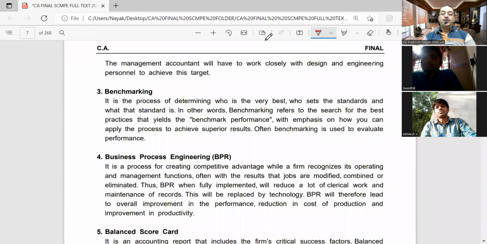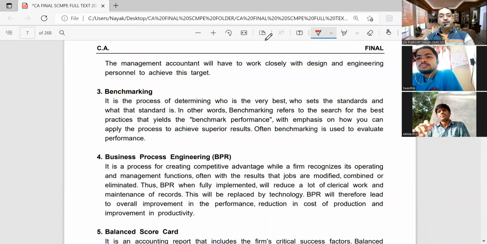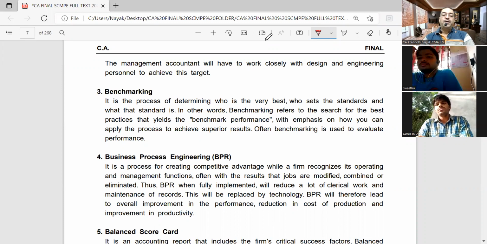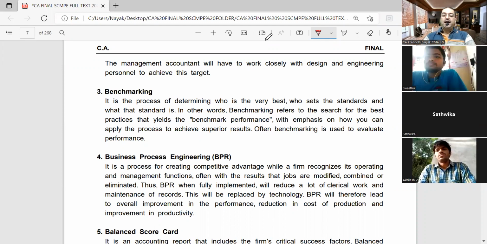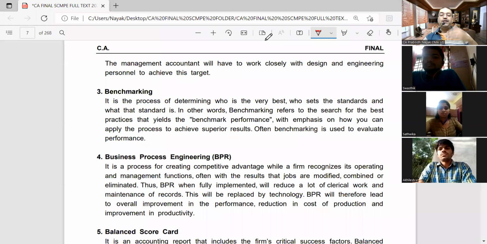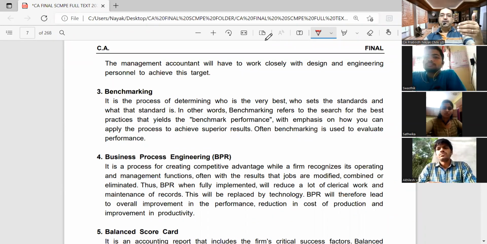Then we have something called benchmarking. Again, a very important concept. See, all these concepts are new to you because you have not done strategic cost management at the inter-CA level. So we are learning all these concepts now, and we are having problems and case studies based on this. Benchmarking is another technique of strategic cost management. What is benchmarking? Benchmarking actually refers to a situation where you are setting an idol. For example, in the class also, we may be looking upon a student who is performing very well.